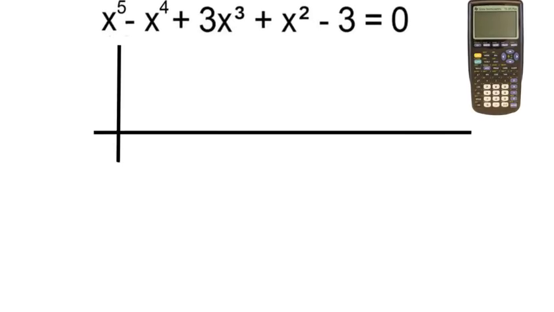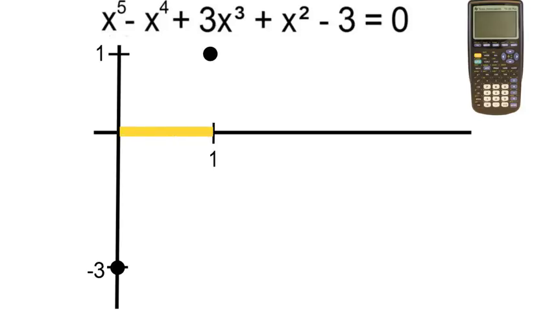first I'll put an x and y axis. Then if we plug in x equals 0, you get a y coordinate of negative 3. And then at x equals 1, y would also equal 1. So since this is continuous, you know that somewhere in between those two points must be one of the zeros. It's got to go through the x-axis. Maybe more than once, but it's got to go through at least once.